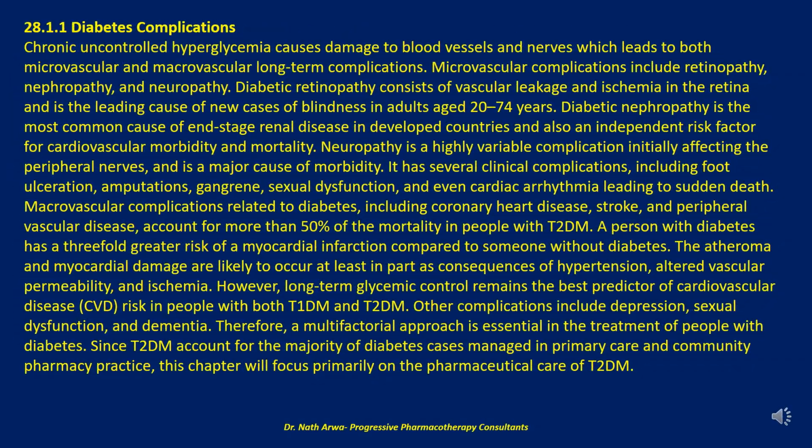Next we will focus on diabetes complications. Chronic uncontrolled hyperglycemia causes damage to blood vessels and nerves, which leads to both microvascular and macrovascular long-term complications. Microvascular complications include retinopathy, nephropathy, and neuropathy.